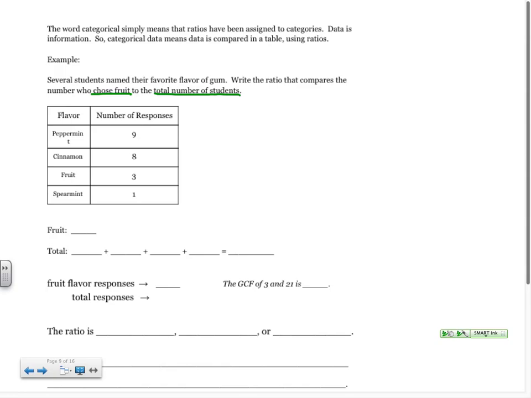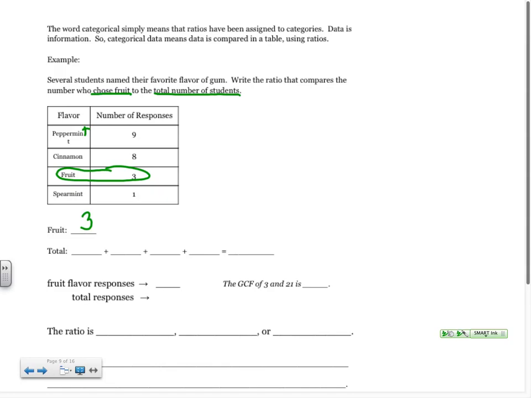Then we have a table here. This is where our things are categorized, and we can see we have different flavors of gum: peppermint, cinnamon, fruit, and spearmint. And then we see the number of students who responded with their favorites. So if we look at the fruit, we can see there are 3 people who said they like fruit.